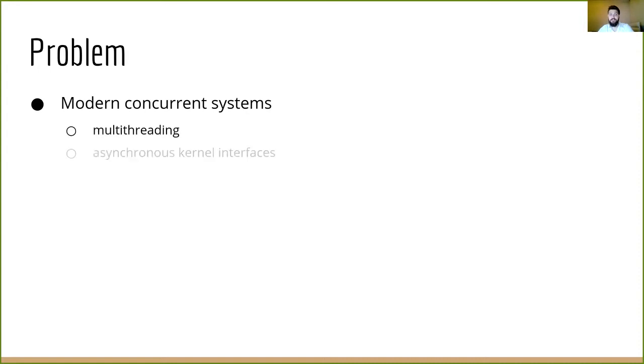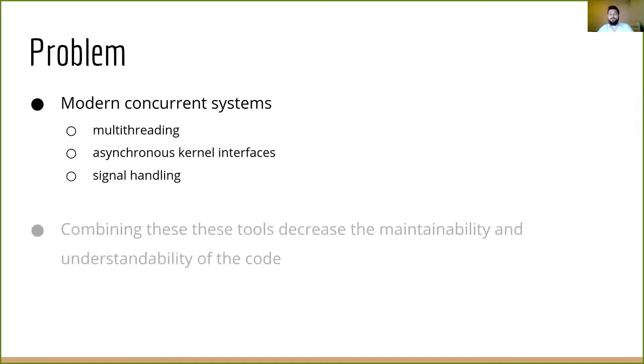The development of modern concurrent systems requires in-depth knowledge of many fields, such as multi-threading, asynchronous kernel interfaces, and correct signal handling. When focused individually, these components are relatively easy to use. However, as they are combined, the maintainability and understandability of the code decrease rapidly. This creates the need for tools that simplify concurrent system development. To address this problem, several tools have been proposed.